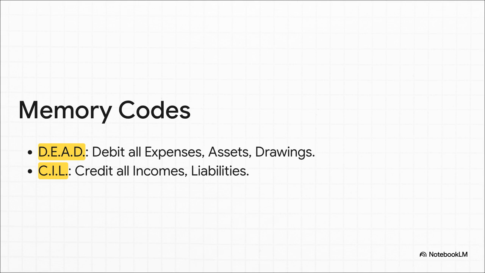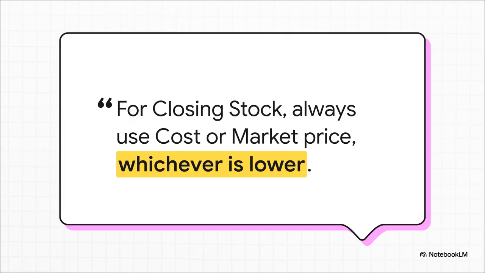First up, DEAD: debit all expenses, assets, and drawings. And for the other side, CIL: credit all incomes and liabilities. Seriously, if an item from the trial balance fits one of these, you instantly know where it belongs. It's a foolproof check.